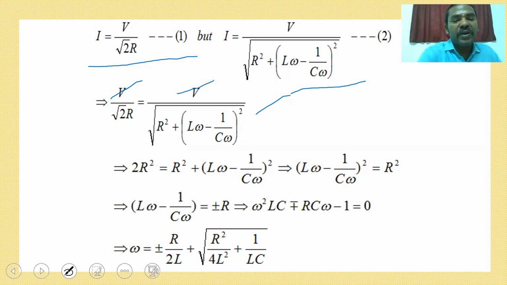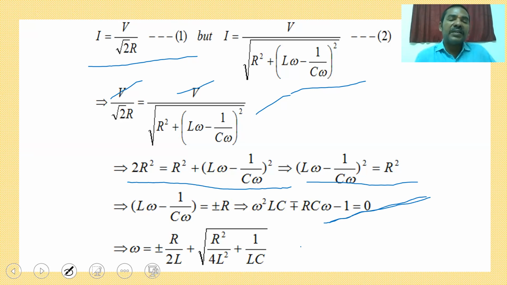So finally you can get 2R square is equal to R square plus L omega minus 1 by C omega whole square, or L omega minus 1 by C omega whole square is equal to R square, or L omega minus 1 by C omega is equal to plus or minus R. So omega square LC minus or plus RC omega minus 1 is equal to 0. This is your characteristic equation.